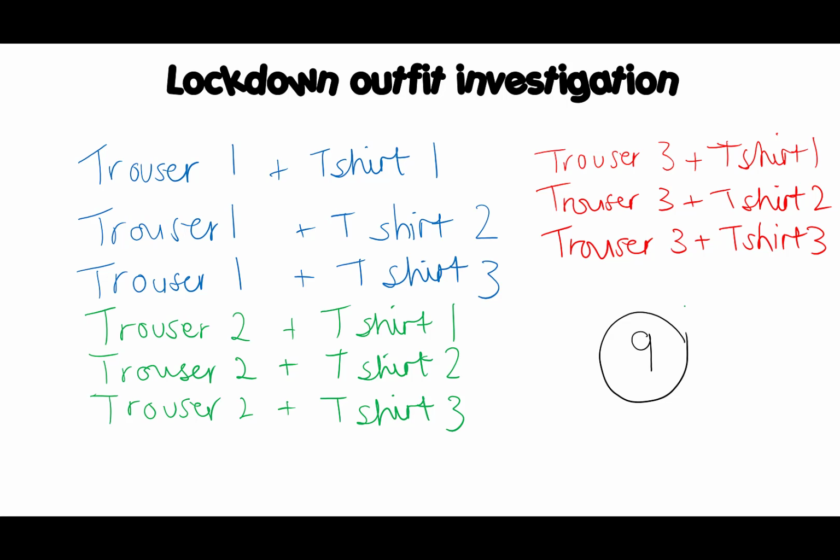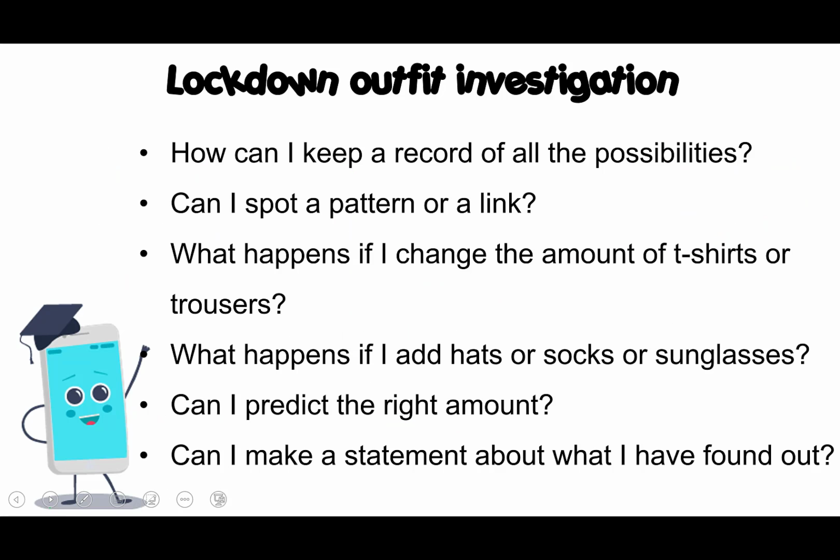Now, can you spot a link? Is there anything you're thinking, oh, I think I know how you would find all the possible combinations without having to write everything out? So perhaps you've spotted a link. Now, what I'd like you to do next, if you like, is to think about changing up the investigation. So the things I want you to think about are how you can keep a record of all the possibilities and whether you can spot a pattern or link.